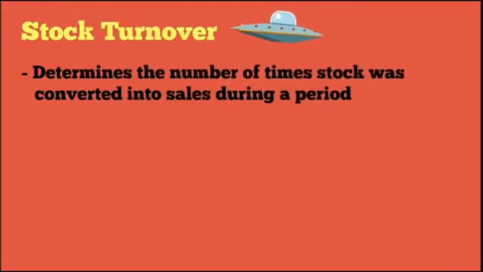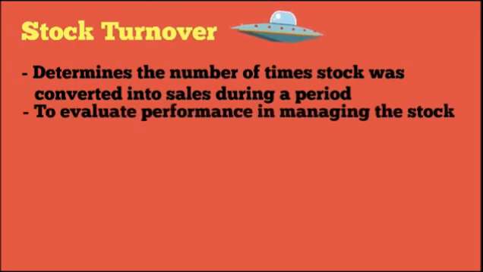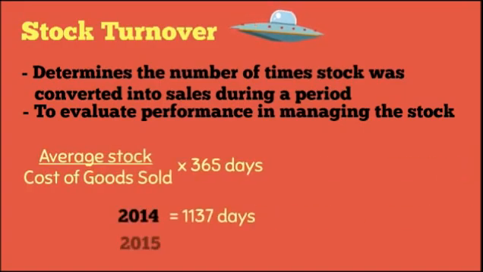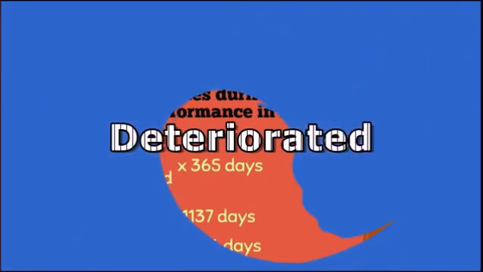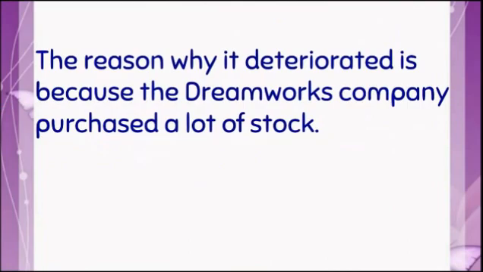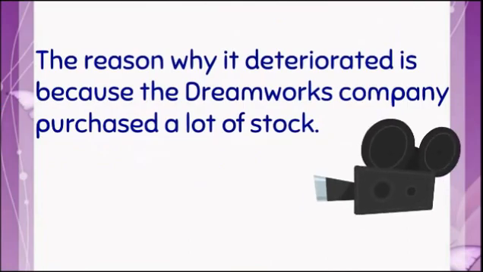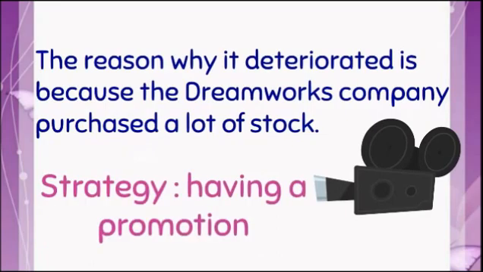Stock turnover determines the number of times stock was converted into sales during a period. It can be used to evaluate performance in managing the stock. The stock turnover of the company shows that it has deteriorated. The reason why it is deteriorated is because the Dreamworks company purchased a lot of stock. A way that they can improve their stock turnover is by having a promotion.